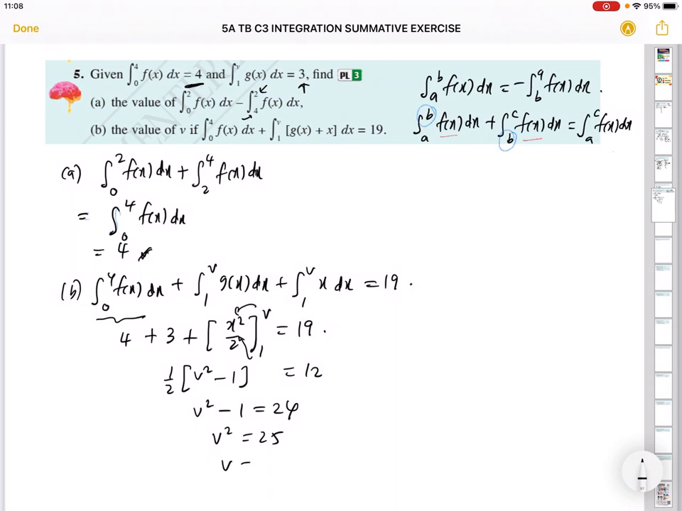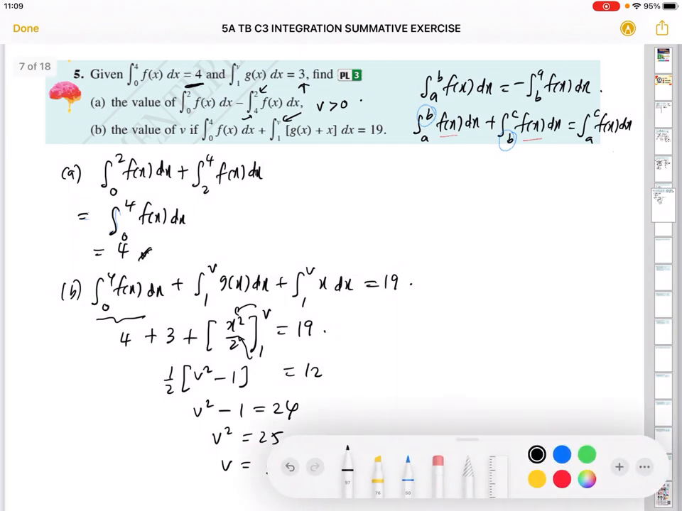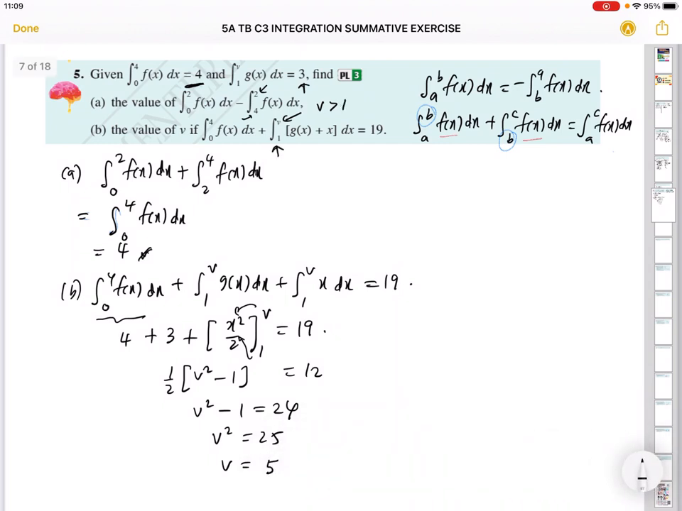Okay, do you have to put plus minus? That's a good question. Usually v, the upper limit, is bigger, but if the question does not mention it, we should write plus minus. But usually v must be more than the limit here. If it's not stated, you can put plus minus. Okay, next.